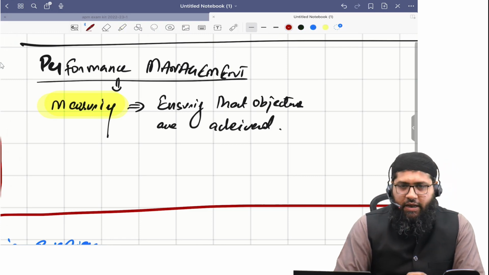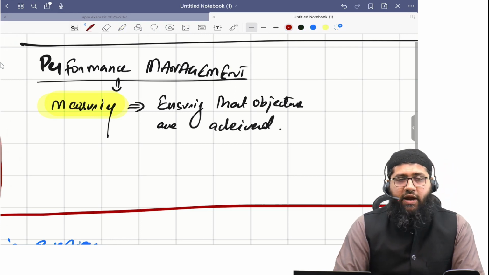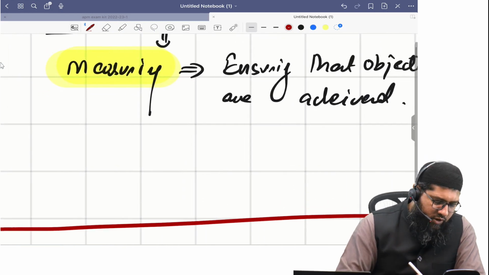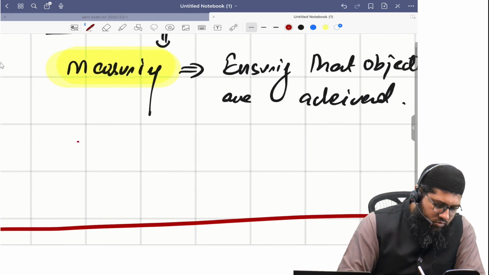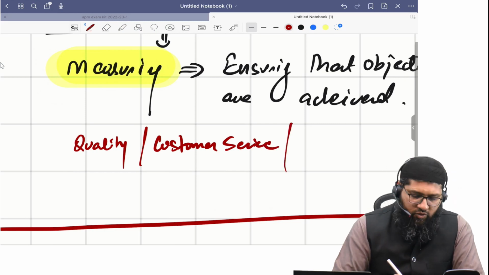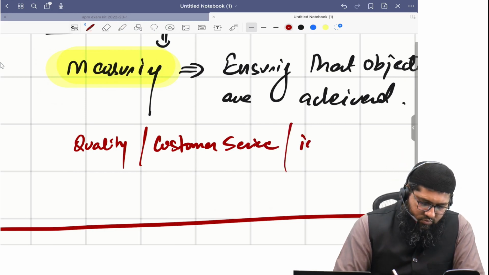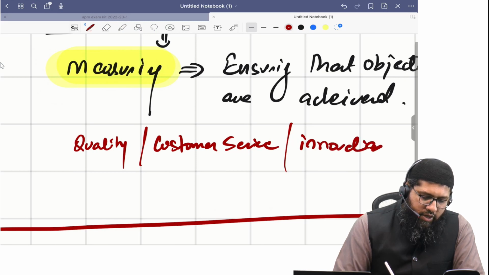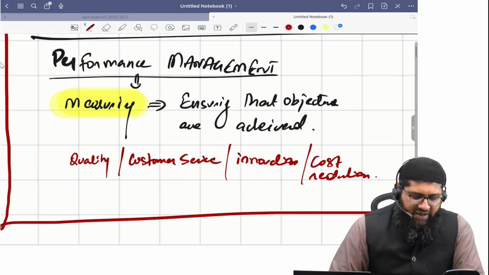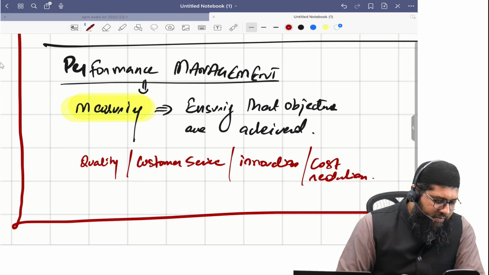So now the problem is that it's very important for any aspect of performance, whether you want to focus on quality, customer service, innovation, or cost reduction. Basically, the important thing is that you got to measure them.